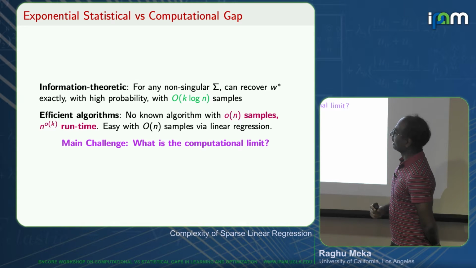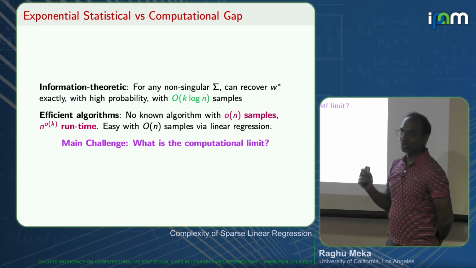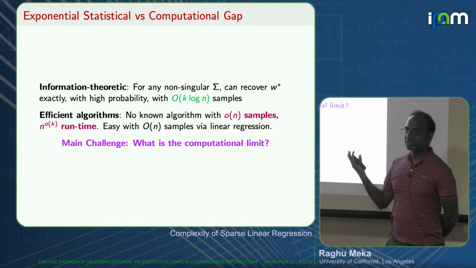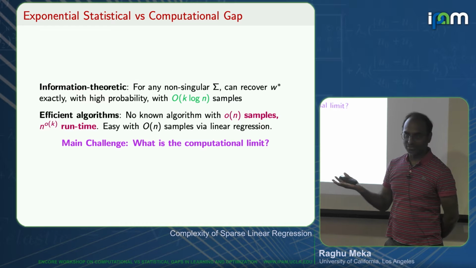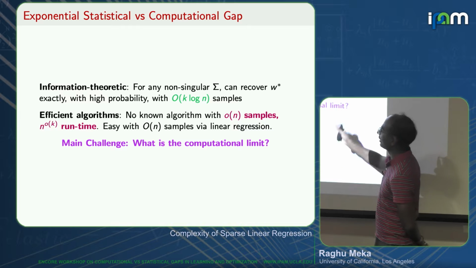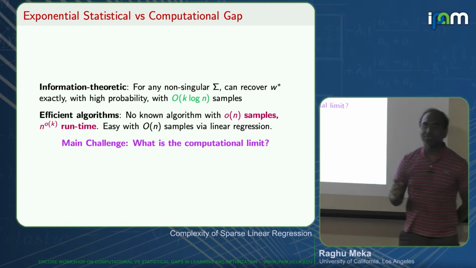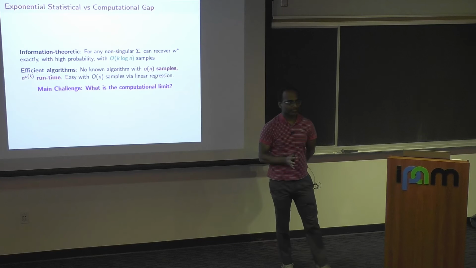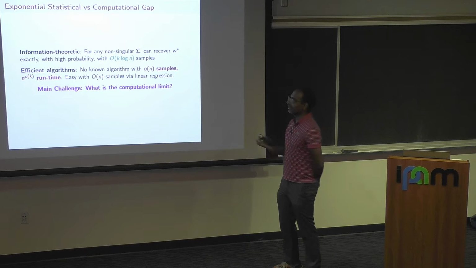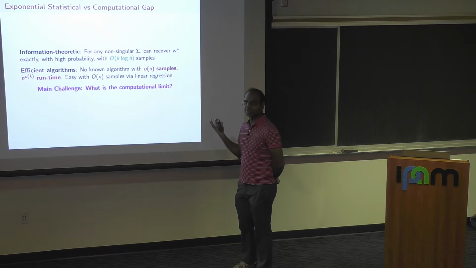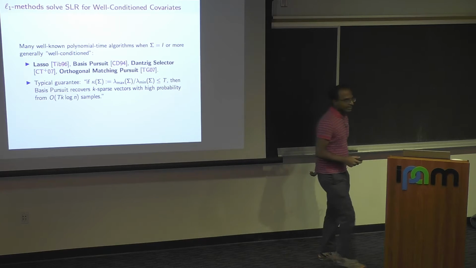Okay? In fact, that's one way to prove the information theoretic upper bound. Okay? But if I say you cannot do this brute force enumeration, n to the little o of k, suddenly the only thing you can do is basically solve least squares regression, which requires n samples. Okay, you're completely ignoring sparsity now. So there's nothing in between that we know, even when the covariates are Gaussian. Okay? So the main challenge in this context of sparse linear regression is what is the computational limit? So where does it stand? What can we do efficiently?